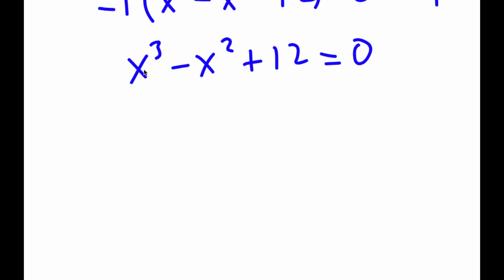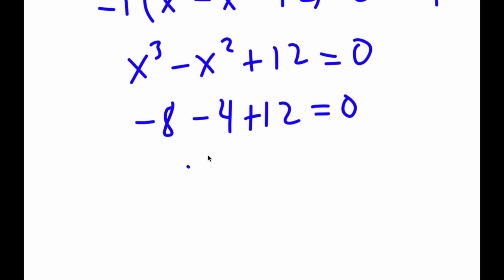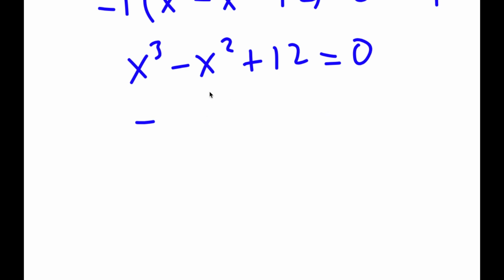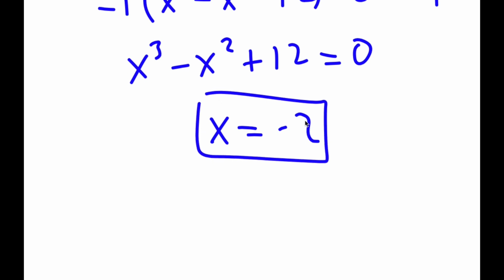negative 2. So if I plug in negative 2, I get negative 2 to the power of 3, which is negative 8, minus negative 2 squared, which is 4, plus 12 is equal to 0. Negative 8 minus 4 is negative 12, plus 12 is 0. So 0 equals 0, meaning my solution for x is negative 2.